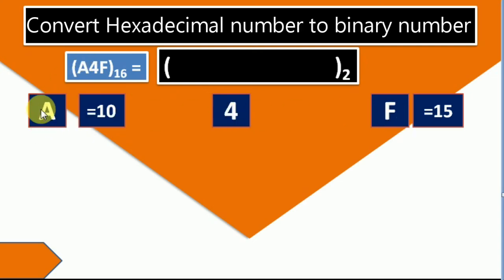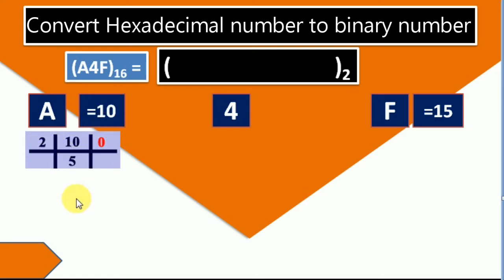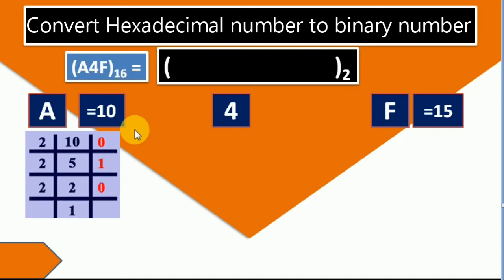Now in place of A, put the number 10. In place of F, put the number 15. 4 remains as it is. Now, same as you did in the case of octal, divide this number 10 by 2. 2 5s are 10, 0 is the remainder. 2 2s are 4, 1 is the remainder, and 2 1s are 2, that is 0.